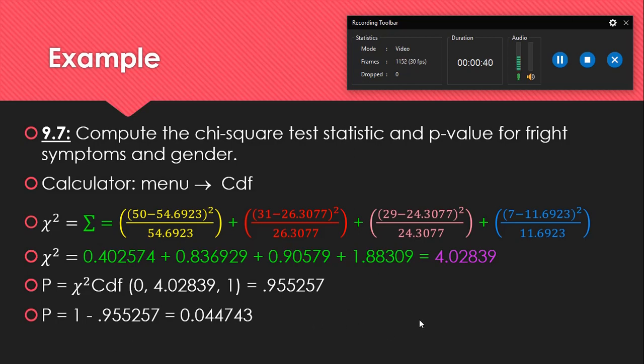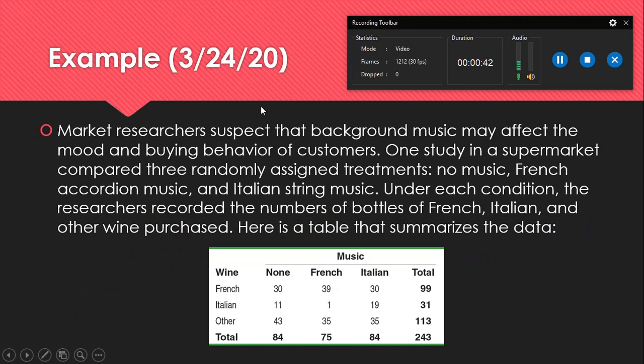But today we're going to move on and try another example. Today's the 24th of March. We're going to pick up with this example. It says market researchers suspect that background music may affect the mood and buying behavior of customers. One study in a supermarket compared 3 randomly assigned treatments: no music, French accordion music, and Italian string music. Under each condition, the researchers recorded the number of bottles in French, Italian, and other wine purchased. Here is a table that summarizes the data.